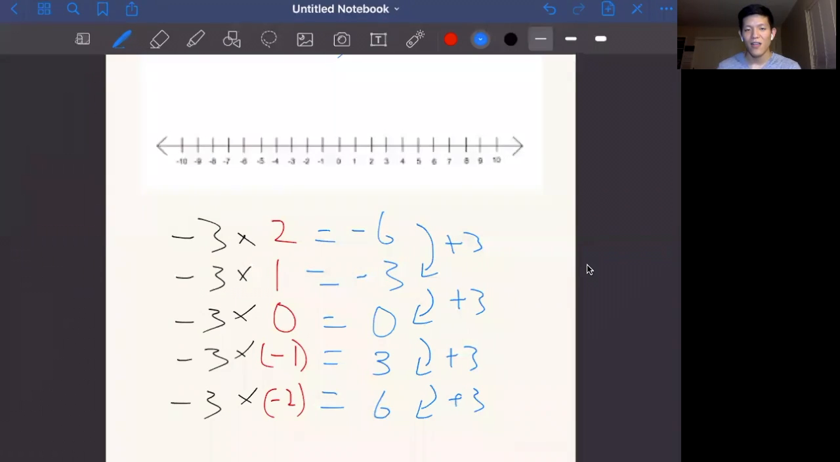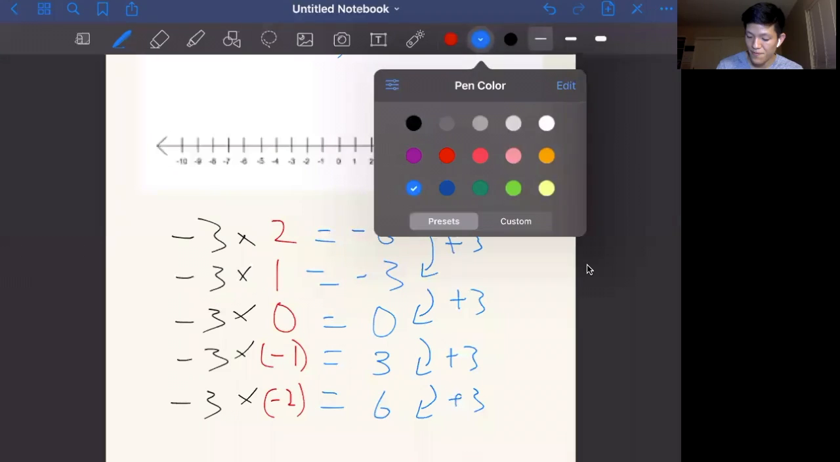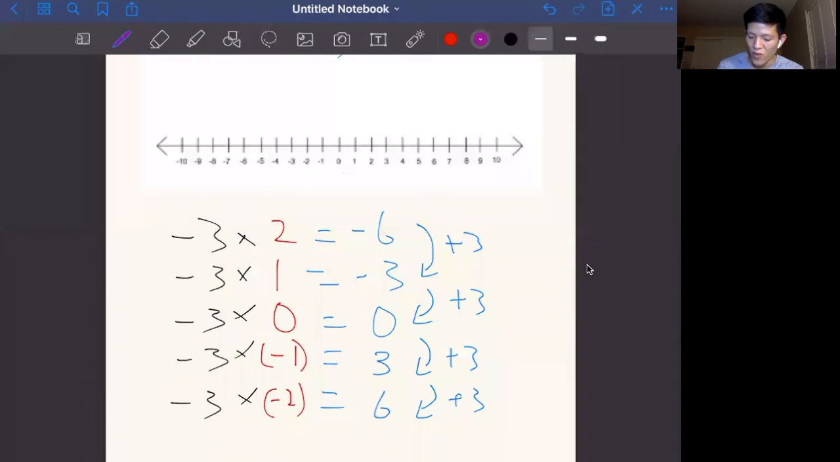Now, look at the whole thing. What do you notice here? I see that when one number is negative and another number is positive, we have a negative number here, right? And 0, 0. But if one number is negative and the other number is negative, we have a positive. Whoa, what just happened, right?